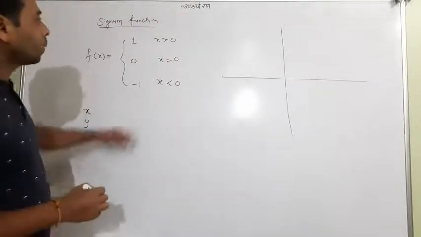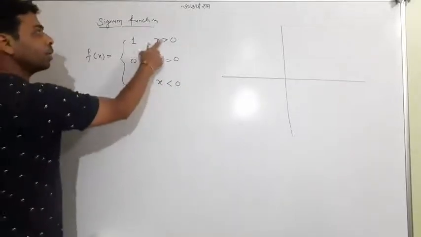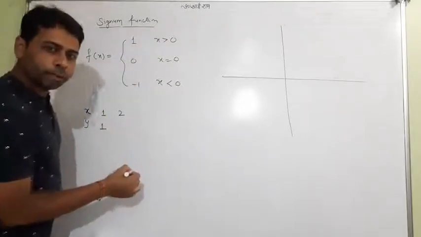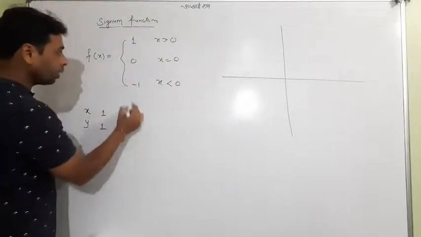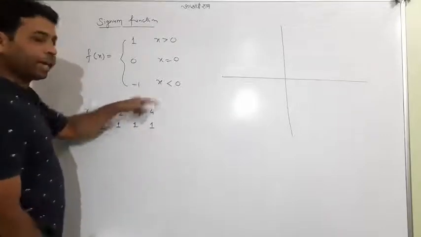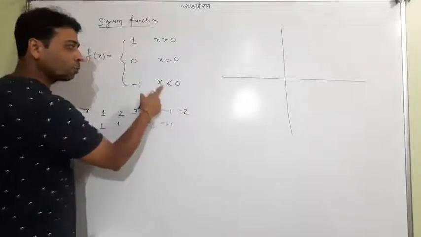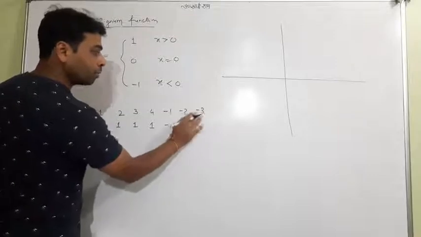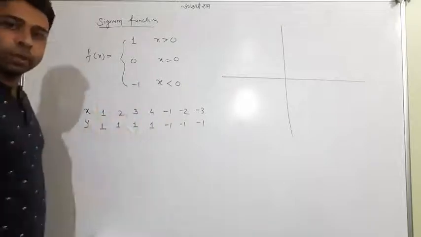Go with this. Suppose first I'm choosing all x greater than 0, like 1. What will you answer? X greater than 0, 1, the answer is 1. For 2, x greater than 0, the answer is again 1. For 3, the answer is again 1. For 4, the answer is again 1. Go with the negative side. Minus 1, the answer is minus 1. Minus 2, x less than 0, the answer is minus 1. Minus 3, again the answer is minus 1. But particularly for x equal to 0, it is 0.